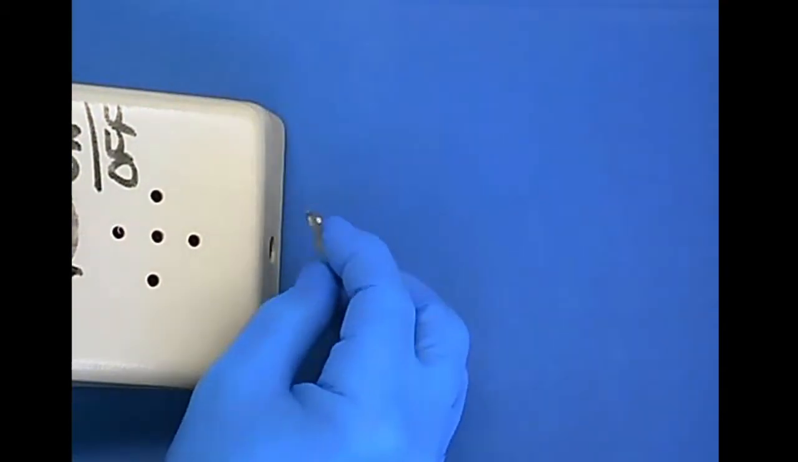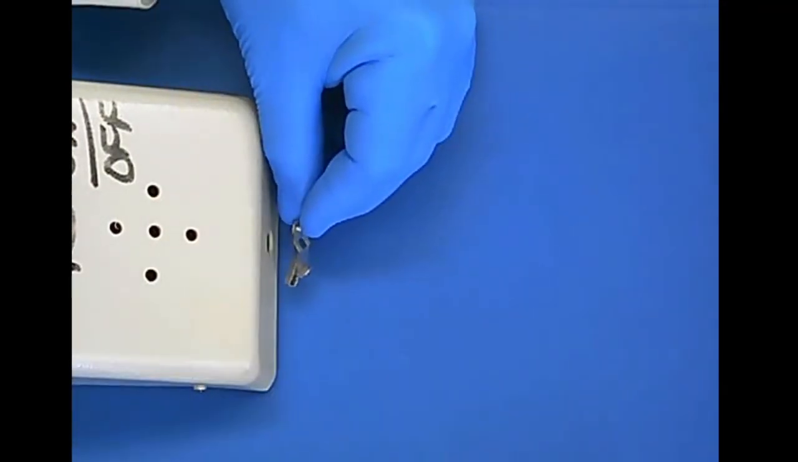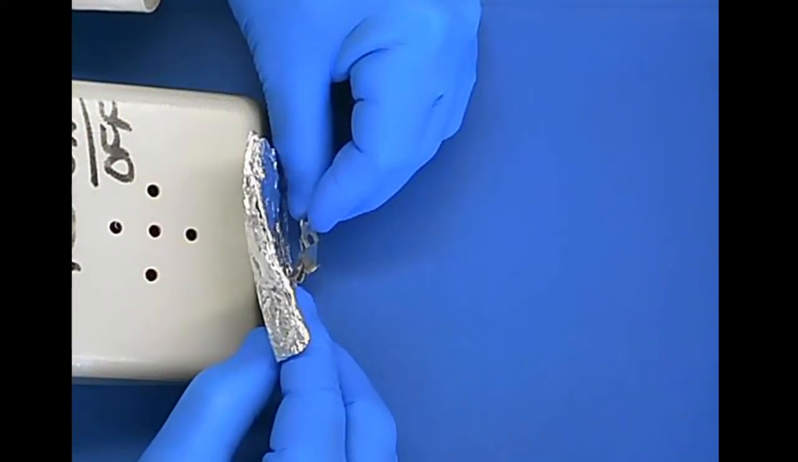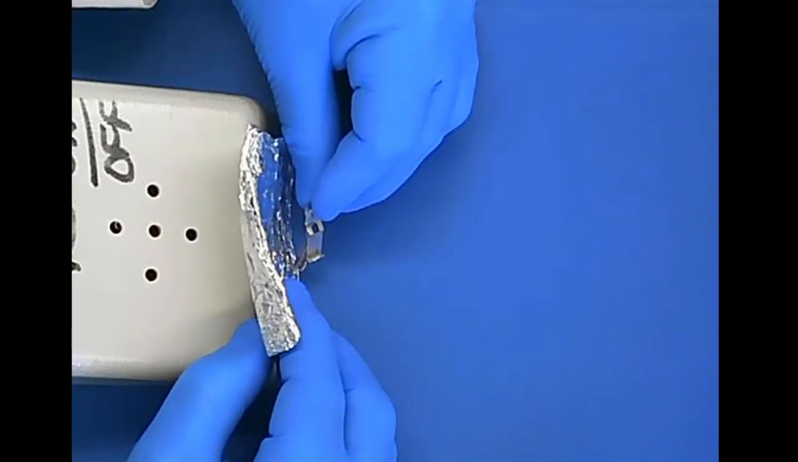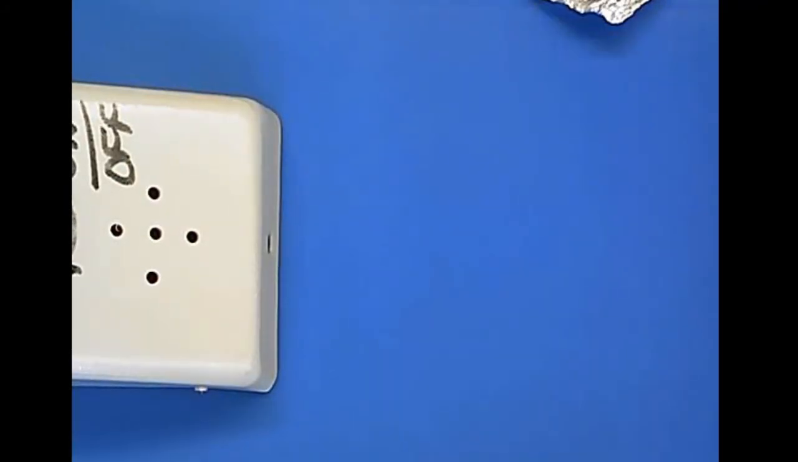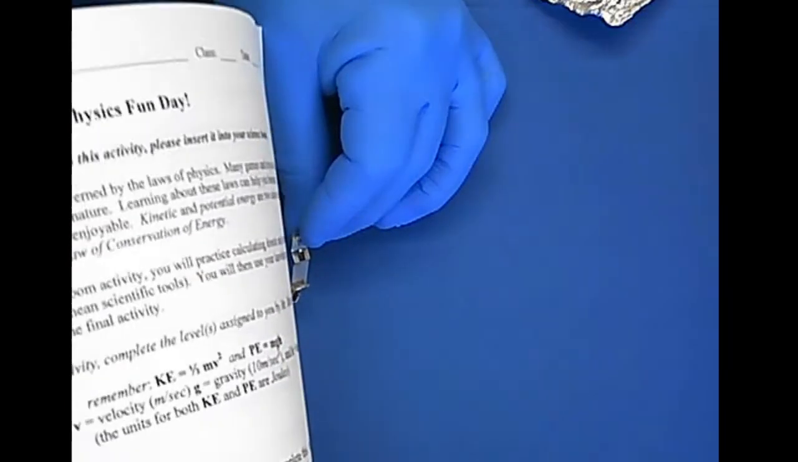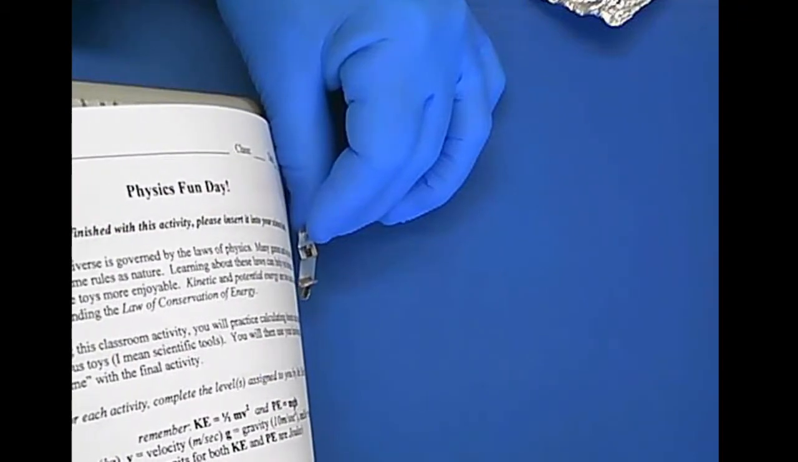Hold on, let me turn this around here. All right. It's clicking like mad. Hopefully you can hear that. Now I'm going to take the foil. The clicking disappeared. Let's try it with some paper here. Here's our massive clicking. And the clicking markedly goes down with paper.